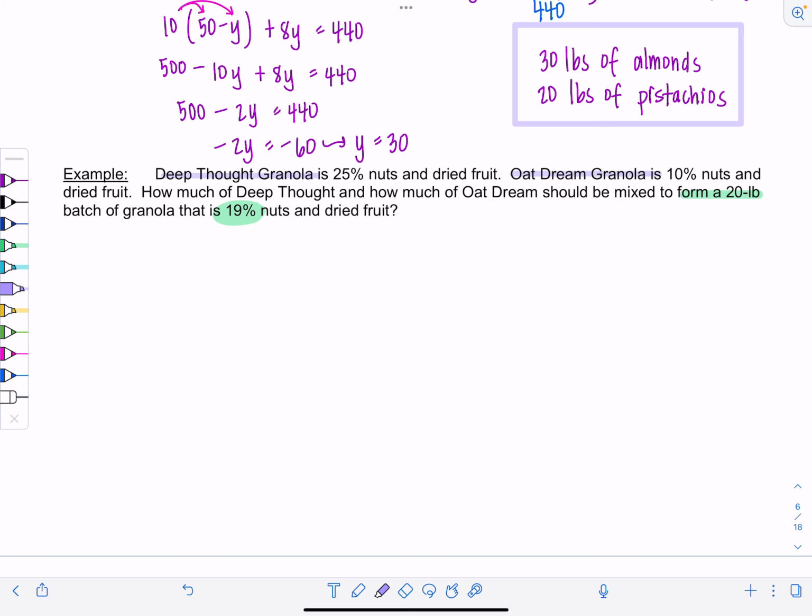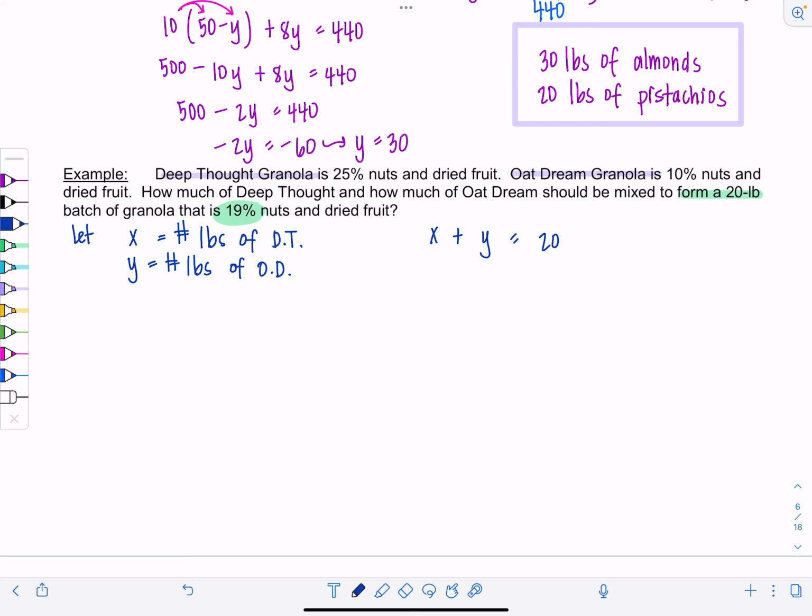But okay, so let's let X equal the number of pounds of Deep Thought granola, and then Y is going to be the number of pounds of Oat Dream granola. Okay, again, quantity equation. The total mixture is going to be 20 pounds, a 20-pound batch. So X plus Y is 20.